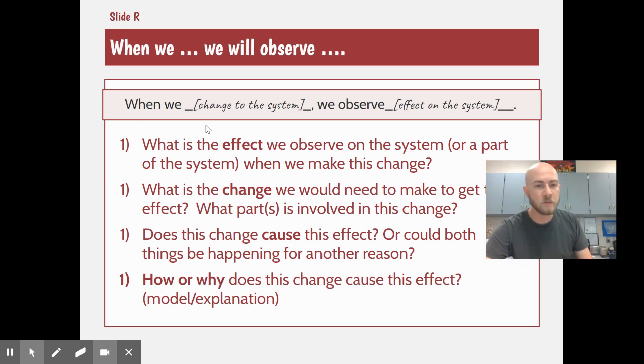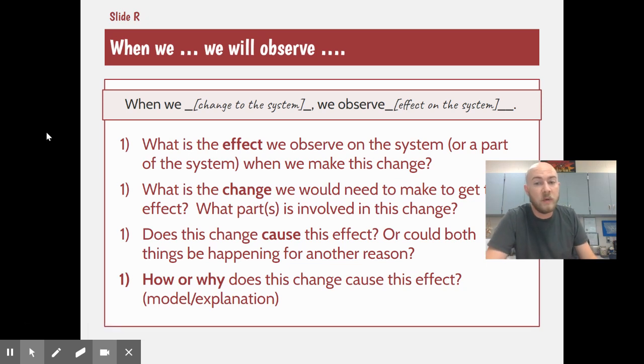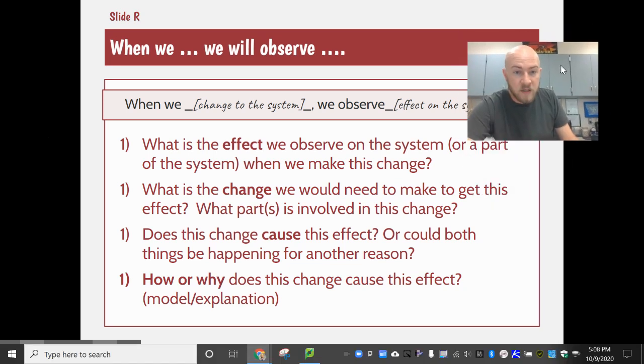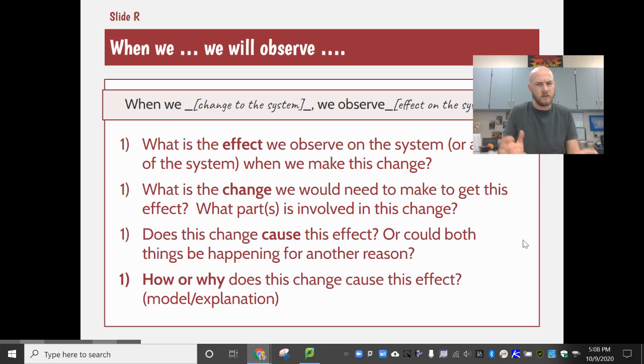And we're going to explain those by asking questions like this right here. What is the effect we observe on the system when we make this change? What is the change we would need to make to get this effect? What part or parts are involved in this change? Does this change cause the effect, or could both things be happening for another reason? And then how or why does this change cause this effect? That's an explanation type thing.